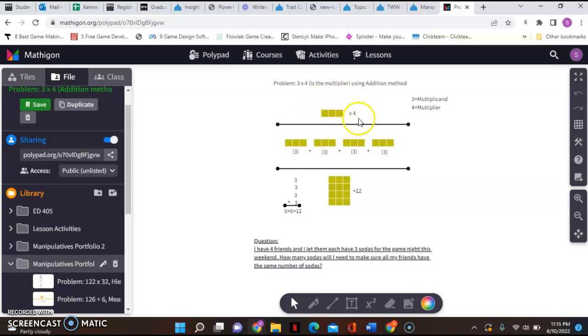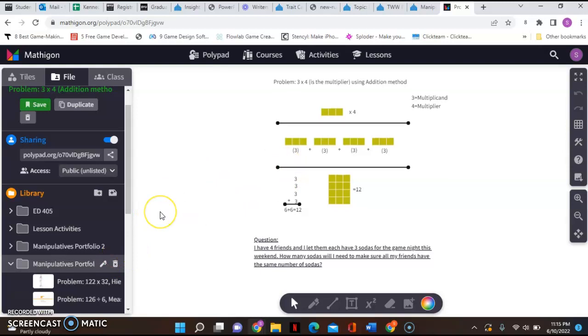So here is my starting point. This is the addition method. And then here is the standard algorithm that I use to help me with my math. And here's the final answer. And my question was, I have 4 friends and I let them each have 3 sodas for the game night this weekend. How many sodas will I need to make sure all my friends have the same number of sodas? So this was the first problem.